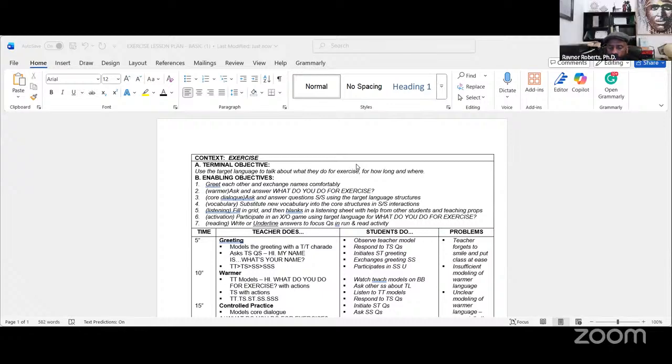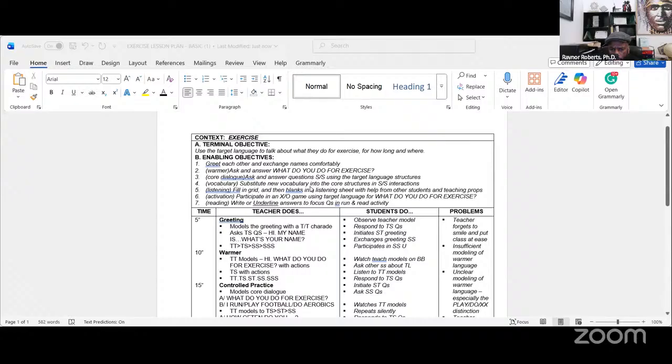And it organizes your steps. Do you see this, right? Okay. So the first thing we want to consider is the context.